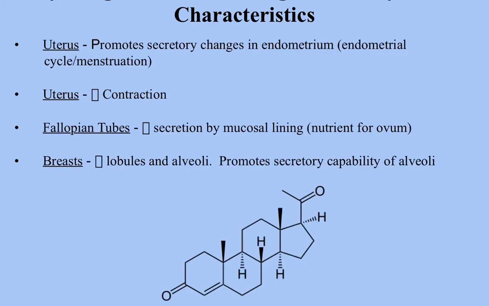All right, it turns out that progesterone has some effects on secondary sexual characteristics as well. It will help with secretory changes in the endometrium, and we saw that during the cycles that we went over previously. Progesterone helps the uterus to contract. It helps secretion in the mucosal lining to provide nutrients for the oocyte as it's traveling along. And progesterone will also help develop the lobules and alveoli within the breast to give you the capacity to produce milk.